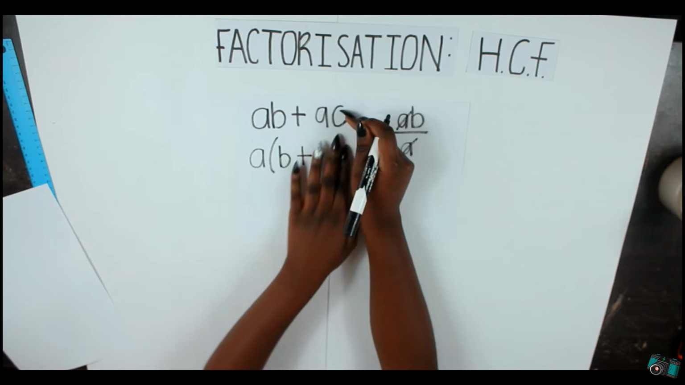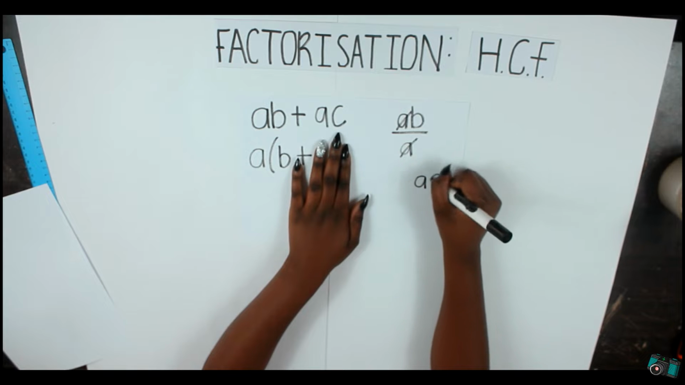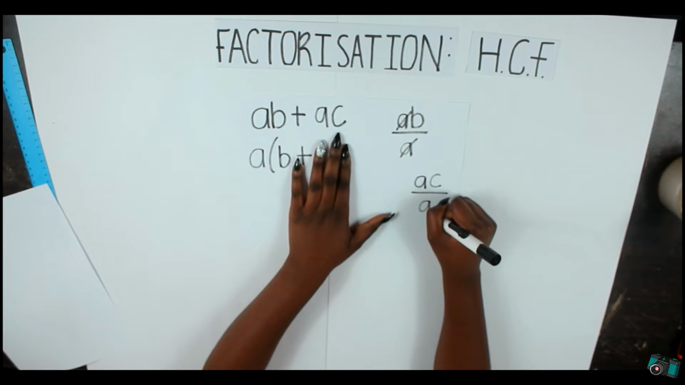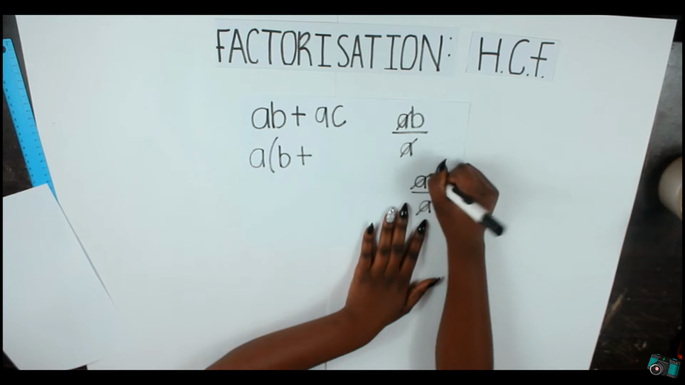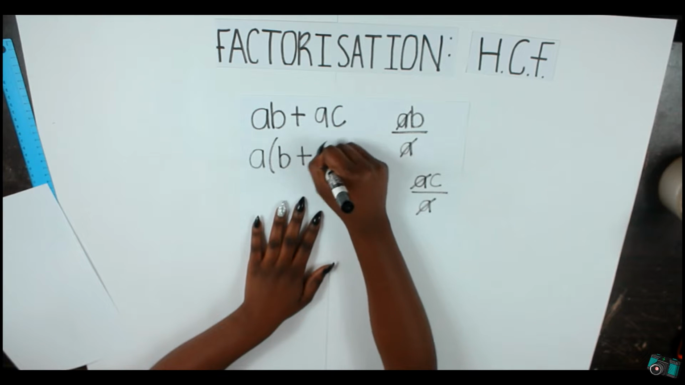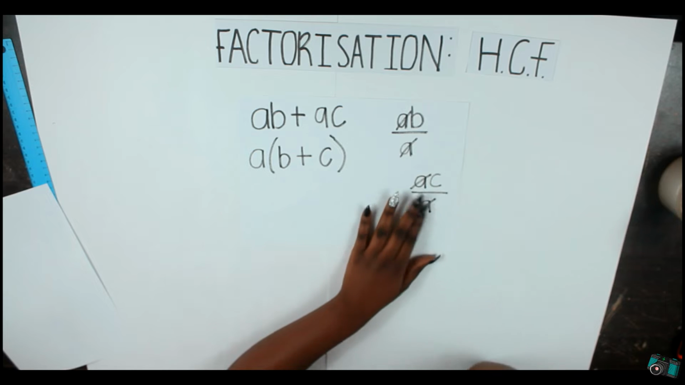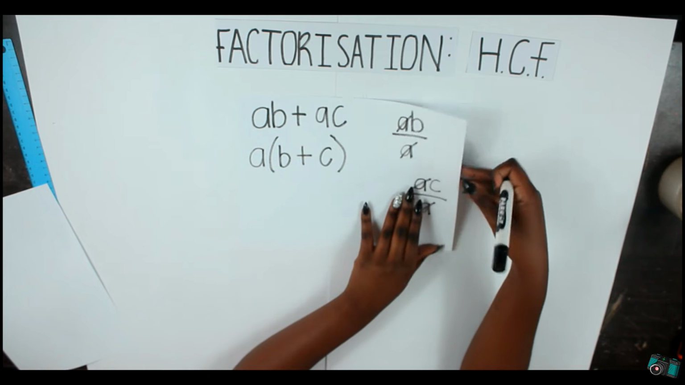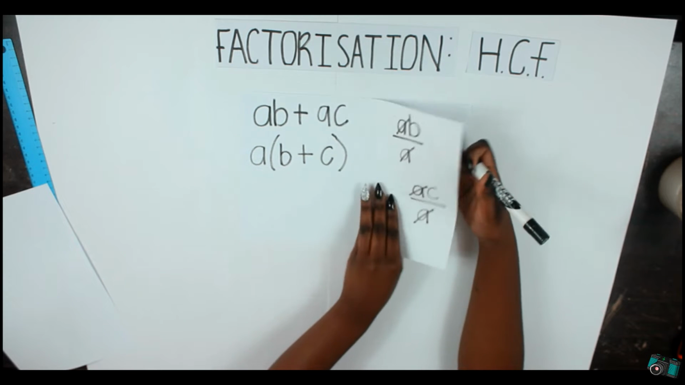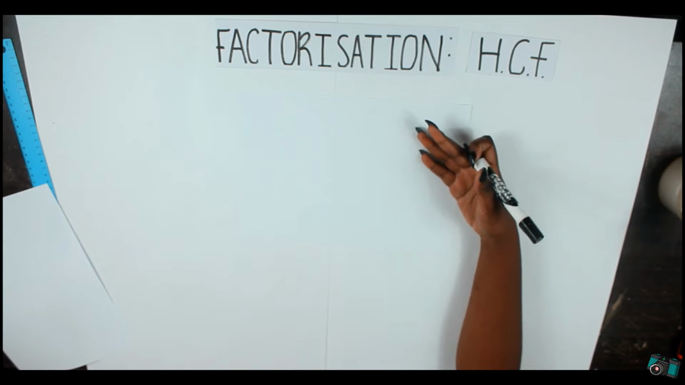plus AC divided by A, and what do you have left? The C. You don't need to do this all the time. As you do more sums, it becomes natural, I guess. Okay, let's try another example.